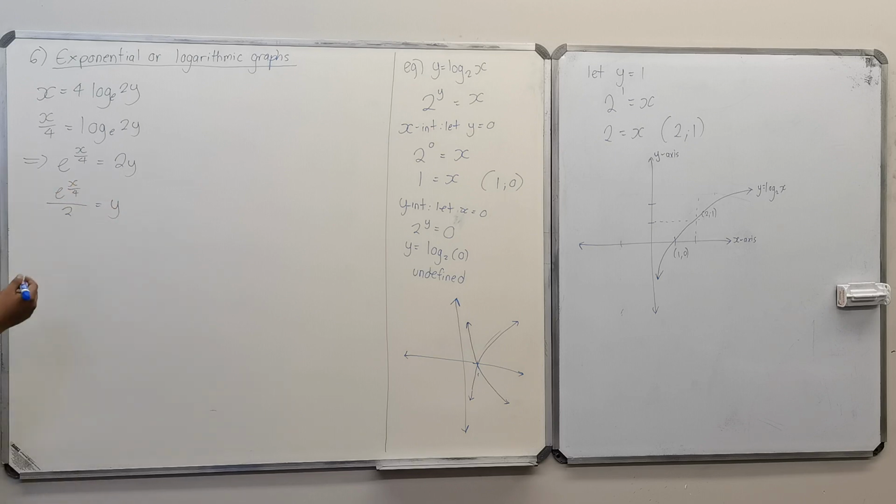Now we want to work out our intercepts. So we'll say for your x-intercept, let y equal to 0. So you're going to get e to the power x over 4 all over 2 is equal to 0. This will be e to the power x over 4 is equal to 0. And then now you need to use logs, because that's the only way you can solve for this.